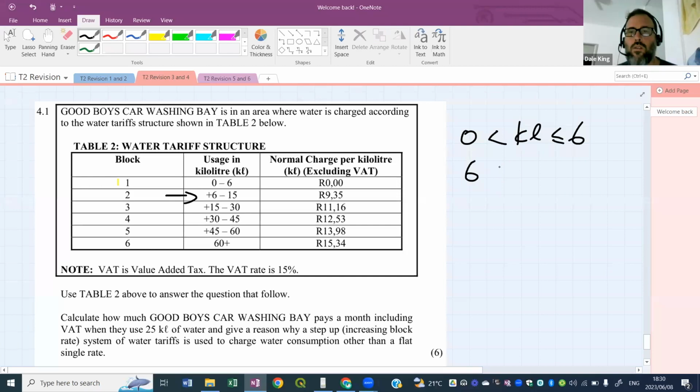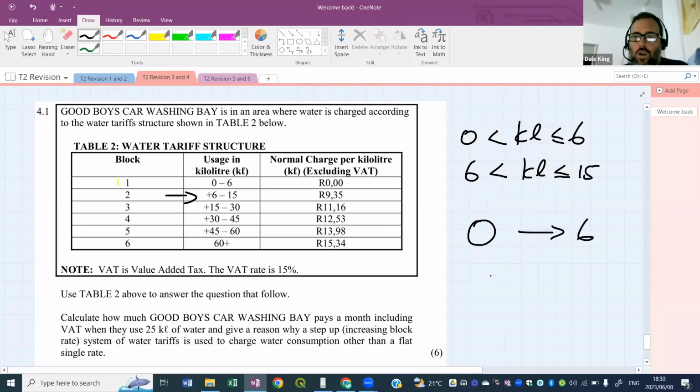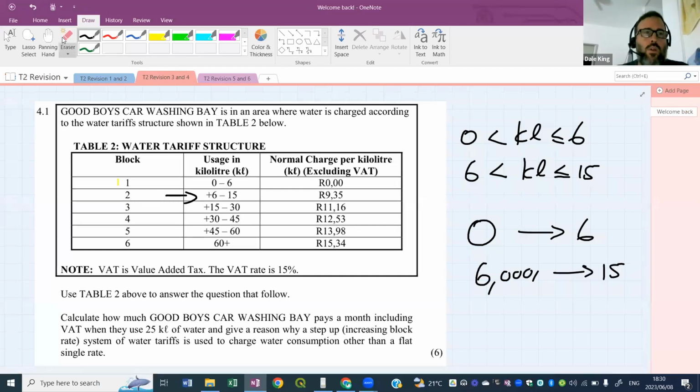Yeah, that's right. So when your kiloliters are greater than 6 but less than or equal to 15, sometimes I'll use inequality signs like this. It's just another way of showing that there's an interval from 0 to 6. If you go over 6, for example 6,0001, then you're in the next interval, and that goes all the way up to 15.